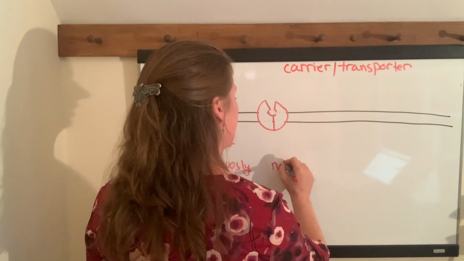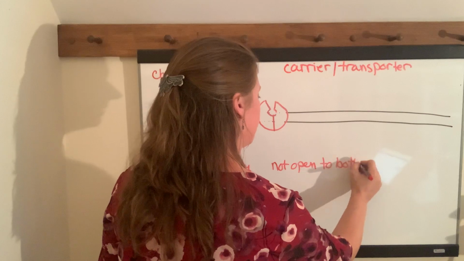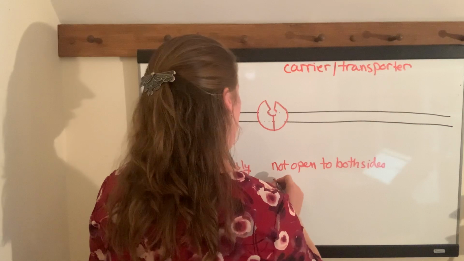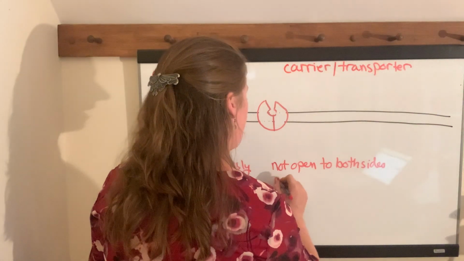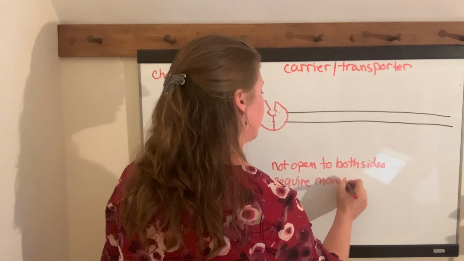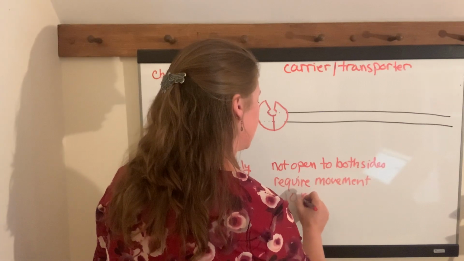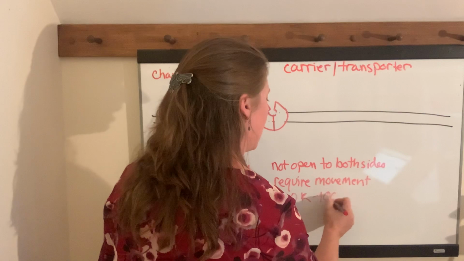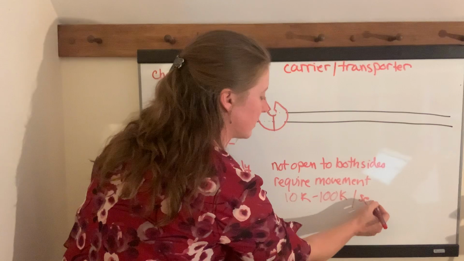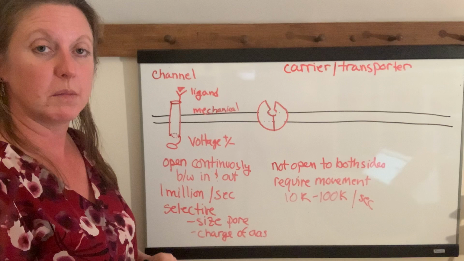Well, first let's say that they are not open to both sides. And they require movement. So the protein itself has to change shape, and therefore they are slower. So they can allow between 10 and 100,000 molecules per second to move through, which honestly is still really impressive, but it's not nearly as impressive as 1 million per second.